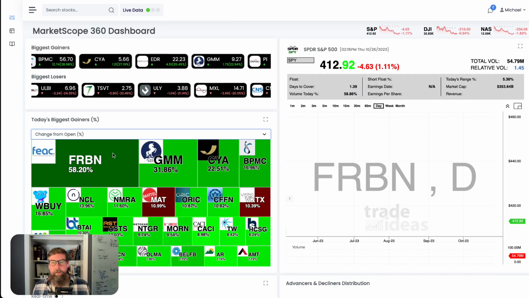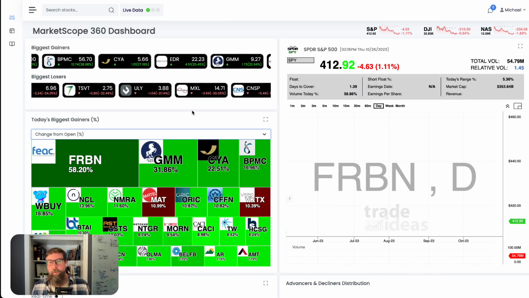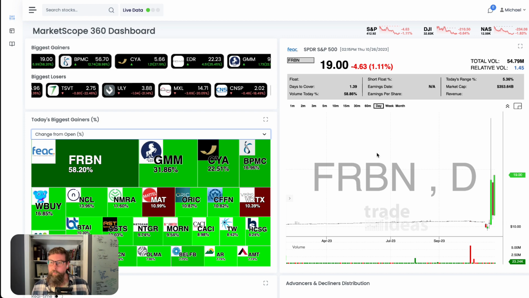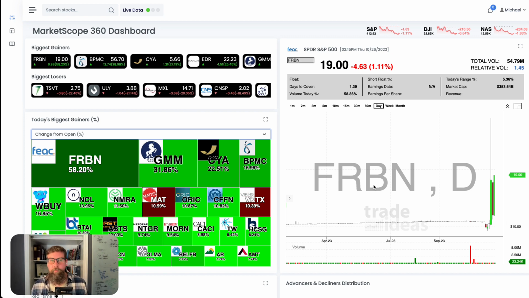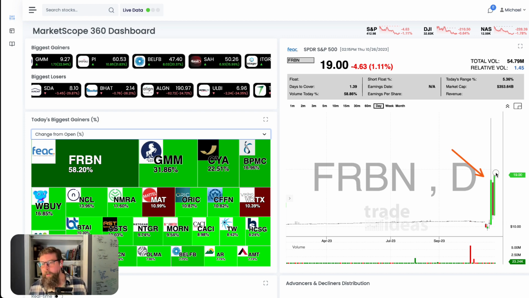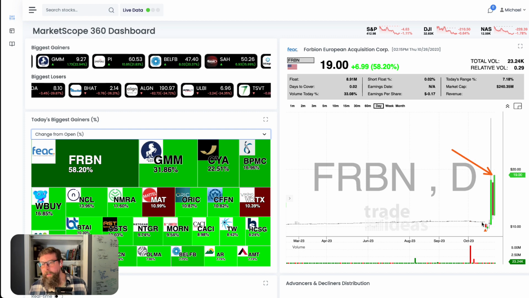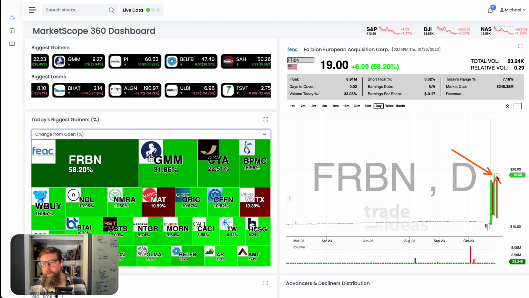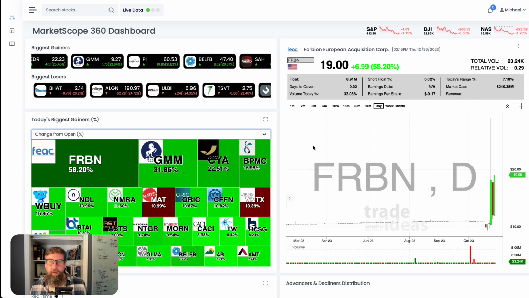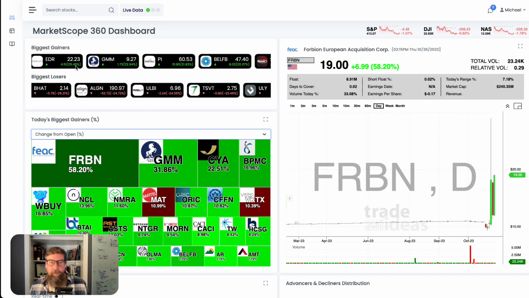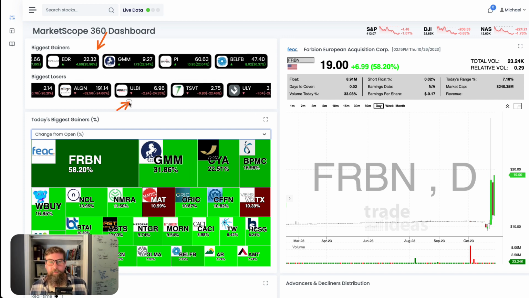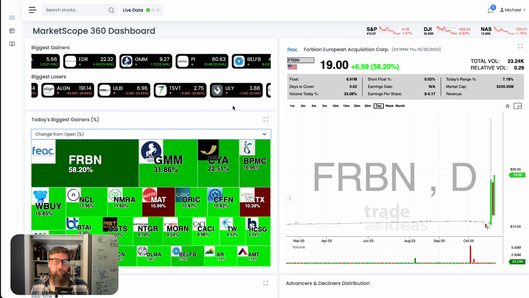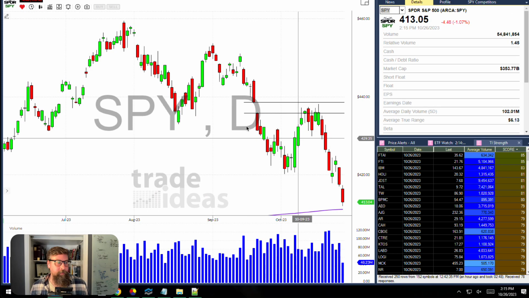And as we can click through these, you can see what's occurring here. But I'm going to go over to the other software, because my computer's lagging a bit right now. So FRBN, this massive move from the open. This looks like a de-SPACed company going live today. Things that are hitting new highs, things that are hitting new lows, all of that cool stuff we cover right away. But if we get into the software here, I just wanted to show you this ranking system.